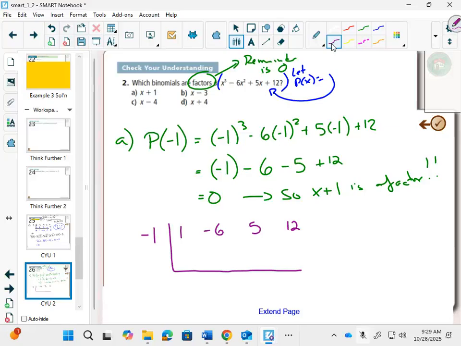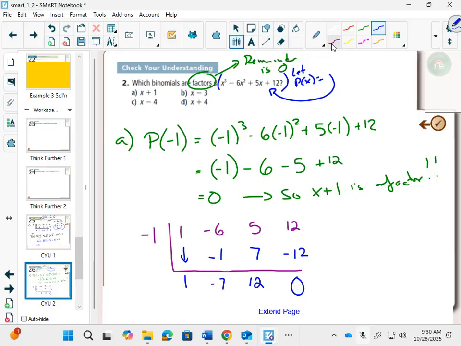Notice your signs are switching back and forth a fair bit in this unit. That's one of the things you're going to have to pay attention to. Like, do I put a +1 or -1 if I'm dividing by x plus 1? Then we bring the number down. Bring down the 1, multiply and add, multiply and add, multiply and add. And if you get the remainder of 0, it matches up with what we got with our remainder theorem.